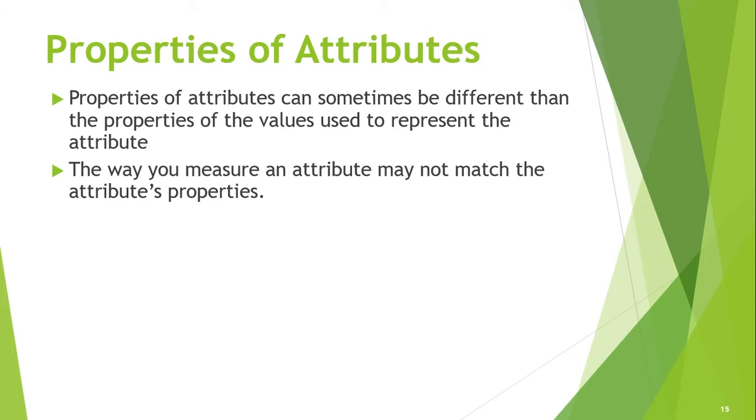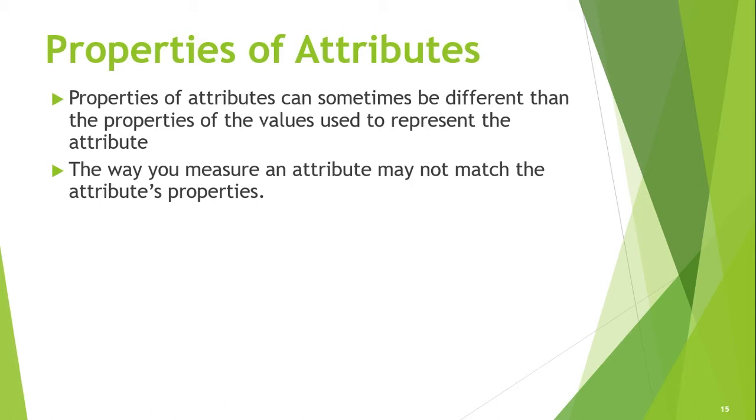Properties of attributes can sometimes be different than the properties of the values used to represent the attribute. The way you measure an attribute may not match the attribute's properties. Example po nito, halimbawa length or distance. Sabihin, gaano po kalayo yung baryo? Gaano po kalayo papunta sa, tawag dito? Sa falls. Pupunta po kami sa falls mula rito sa paanan ng bundok. Gaano po kalayo ang aming lalakbayin papunta sa falls?